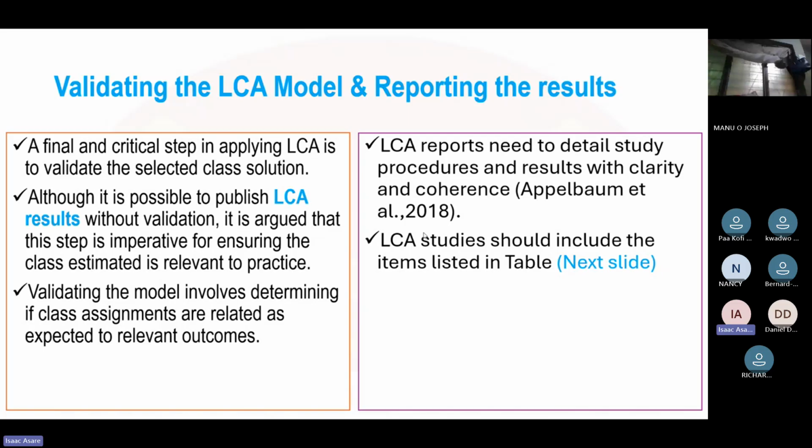You need to be able to be on top of your area. And these are some of the things, based on literature. So we are saying that LCA reports need to detail study procedures and results with clarity. It is very, very important. So don't just do anything anyhow if you want to use this technique.